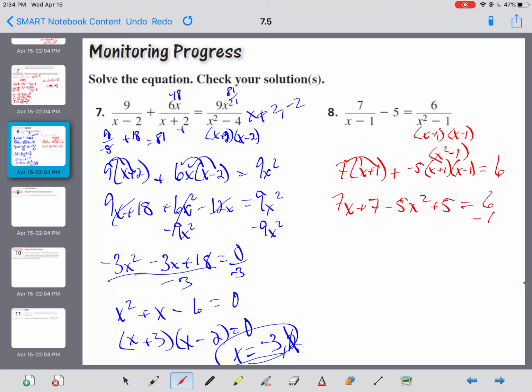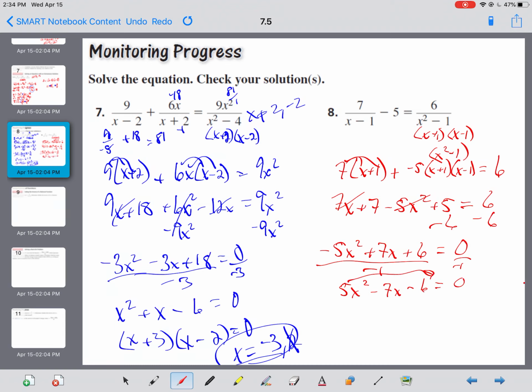And we know this is x squared minus 1. And so that's negative 5x squared plus 5 equals 6. And we're going to subtract 6 from both sides. So negative 5x squared plus 7x, 12 minus 6 is positive 6 equals 0. I'm going to divide the negative off because you don't want to start this without that. So 5x squared minus 7x minus 6 equals 0.